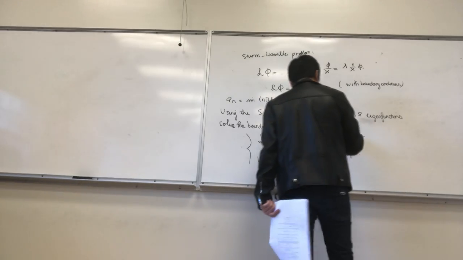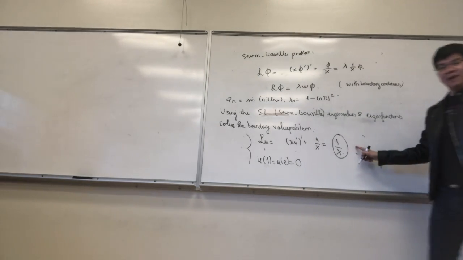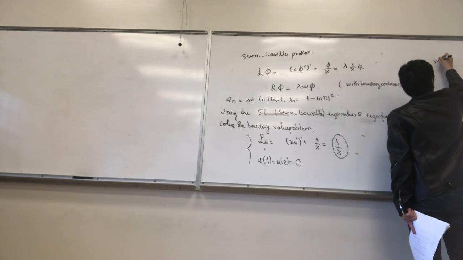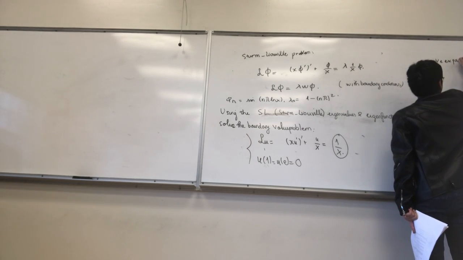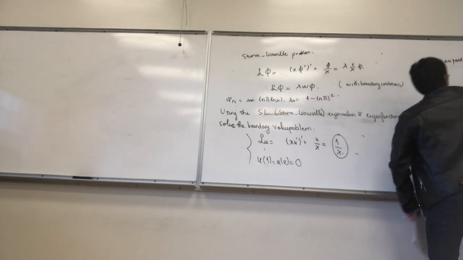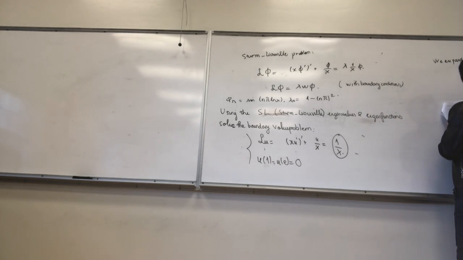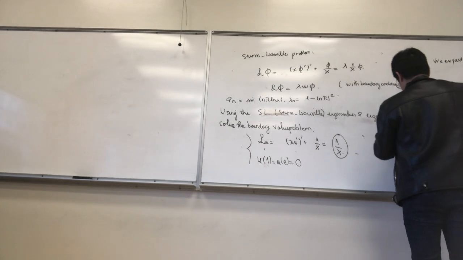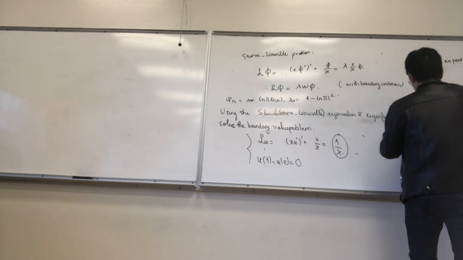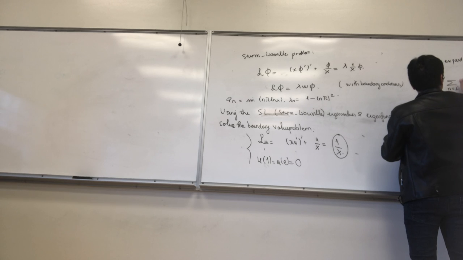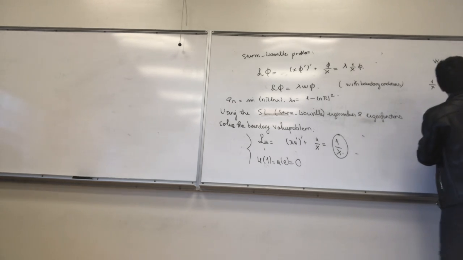So this is the source, right? You're going to expand this on this basis. Got it. So we expand 1 over x on a basis. Right, so you're going to have 1 over x is the sum when n is going from 1 to infinity of c n.